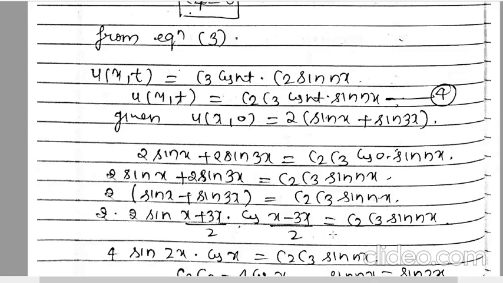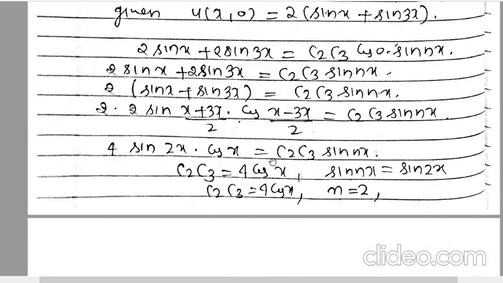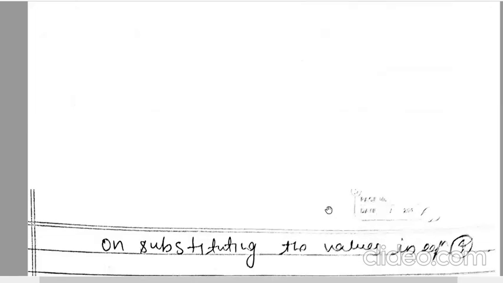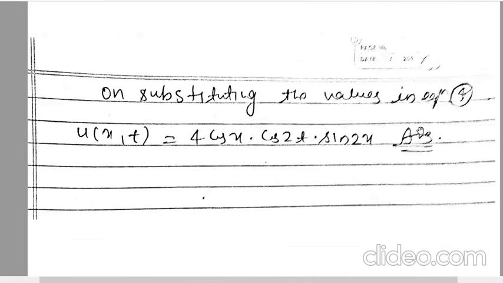Now apply sin c plus sin d, because on the right hand side only sin nx is there. So 2 sin((c+d)/2) into cos((c-d)/2). So we can see that 4 sin 2x into cos x is equal to C2 C3 sin nx. After comparison, you can see C2 C3 is equal to 4 cos x, and sin nx is equal to sin 2x. So C2 C3 is equal to 4 cos x and n is equal to 2, and write all these values in your equation 4. So your final solution is this one.